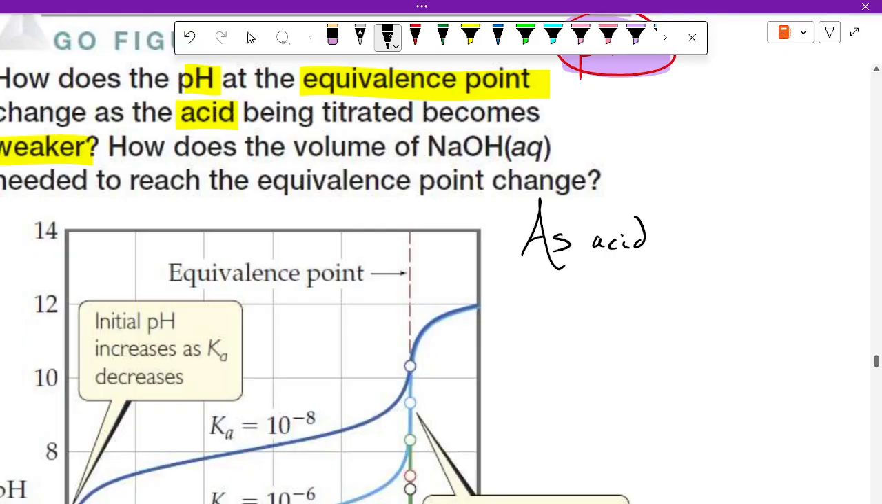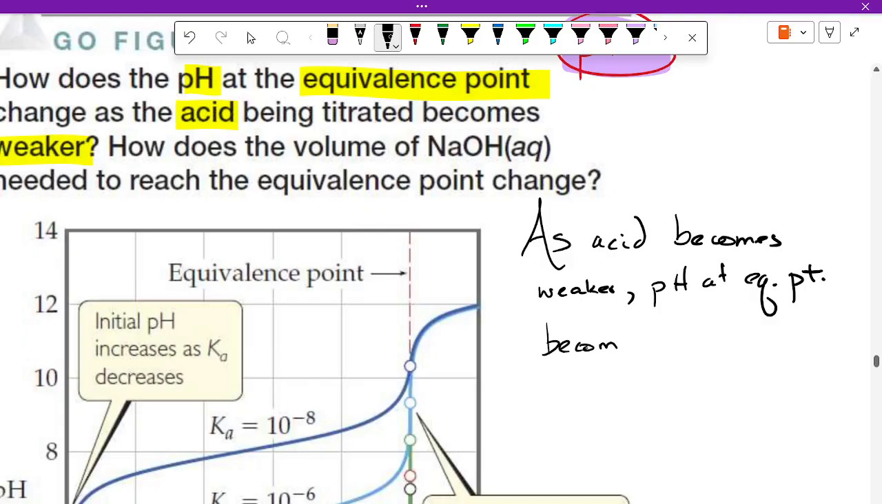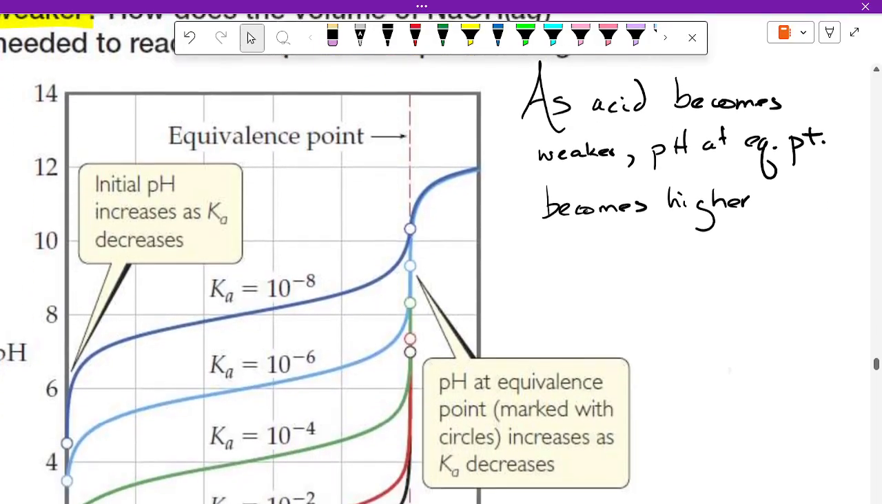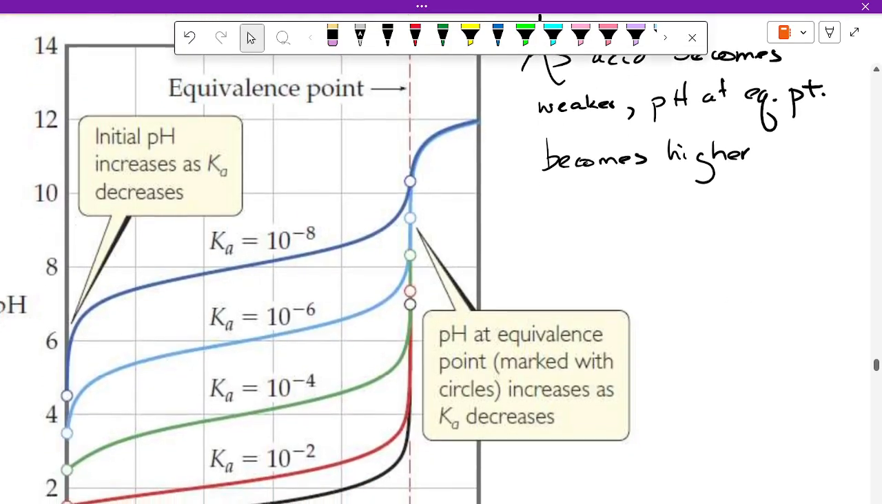So as acid becomes weaker, pH at equivalence point becomes higher. And you can see that in this graph here. We have a strong acid, and its pH at the equivalence point is at 7.